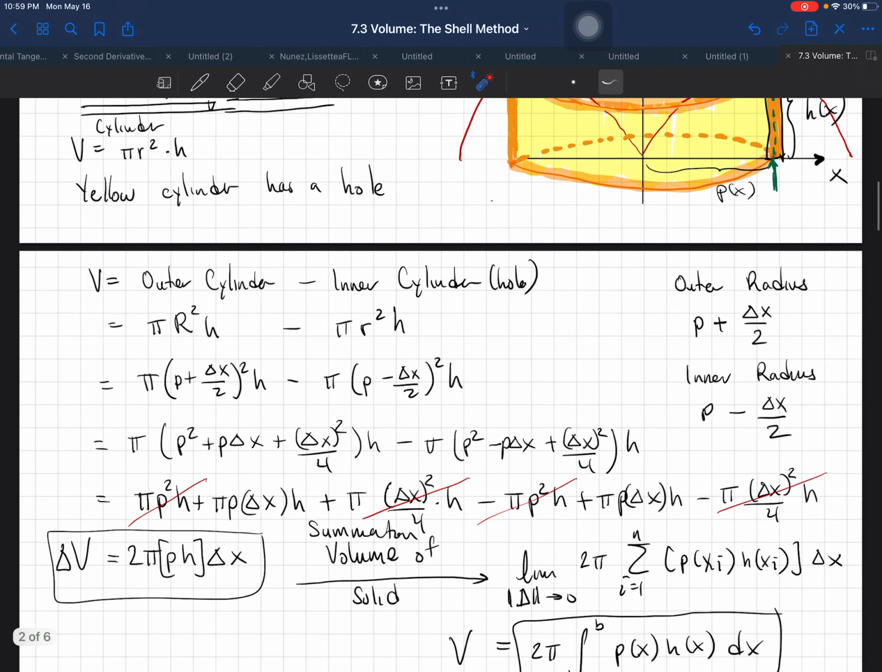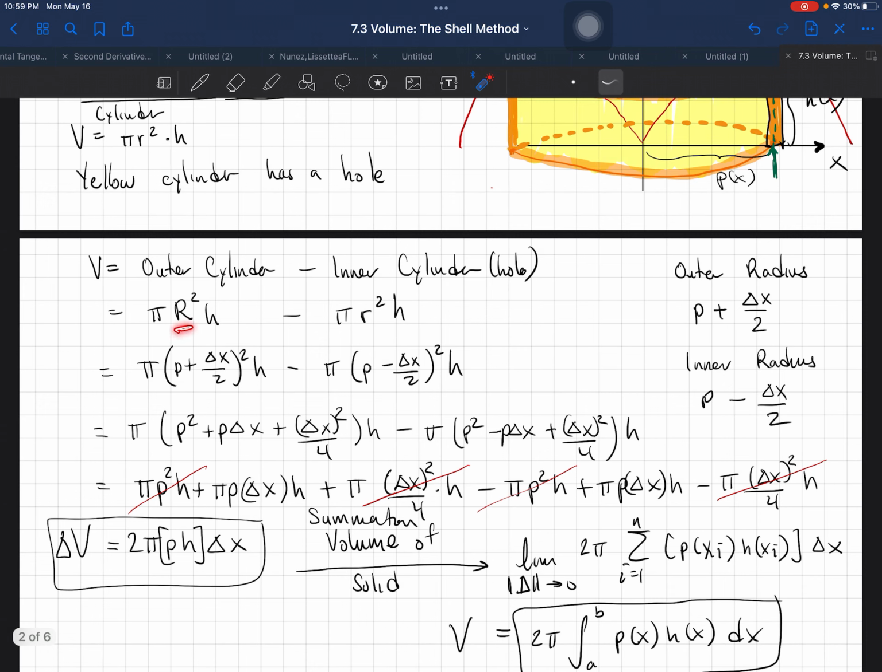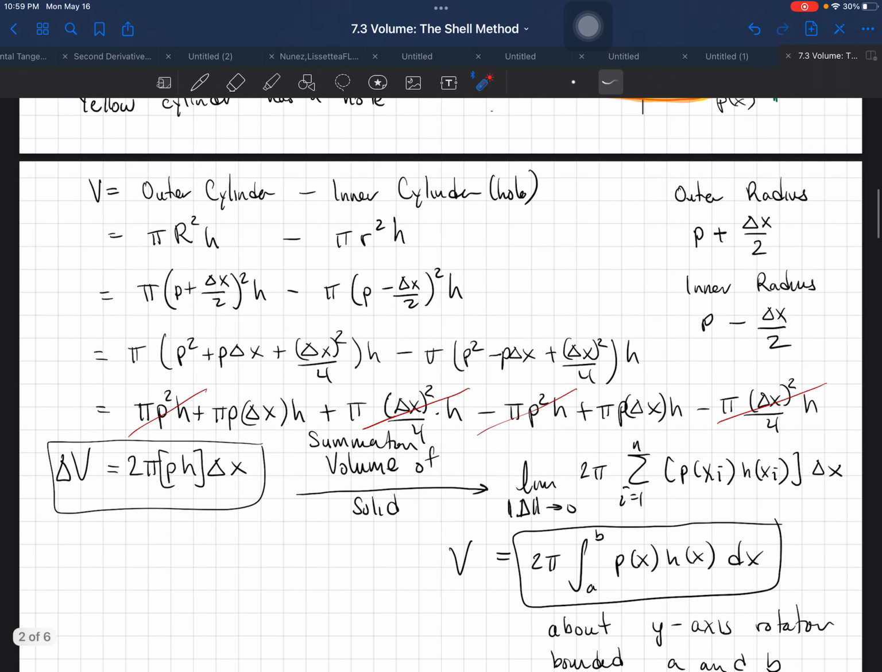So let's fill it in here. The big radius is p plus delta x over 2, squared, times pi times h, the height. This is the volume of the outer cylinder, minus the volume of the inner cylinder, which has a radius of p minus delta x over 2. Now we just do some algebra. We expand this binomial, here's your pi, here's your h. Do the same thing here, here's your pi, expand this binomial, and here's your h.